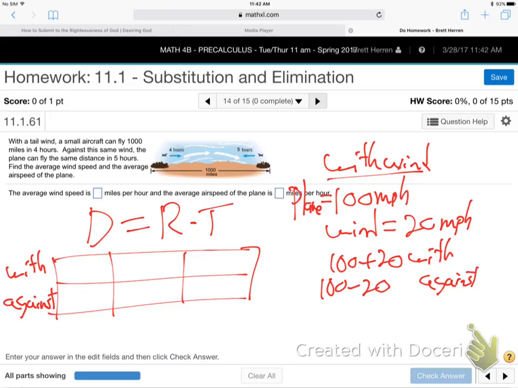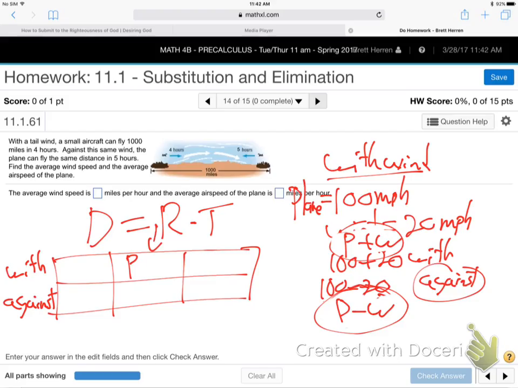So when you're with the wind, it adds to your speed, and when you're against it, it subtracts. I got that reversed, it's plane first. I'm trying to go too fast here. So it's plane plus the wind when you're with it, and plane minus the wind when you're against it. And those are rates, the middle boxes. That's not distance or time, that's speed.